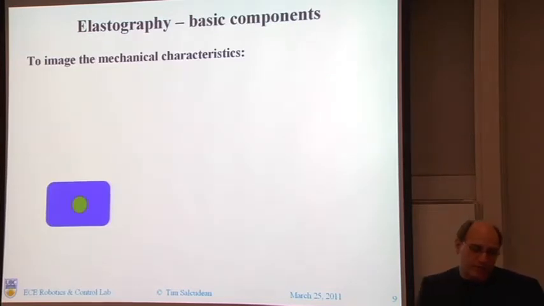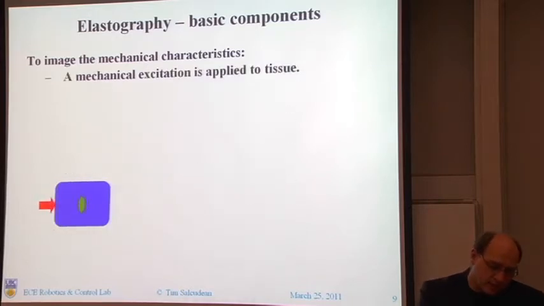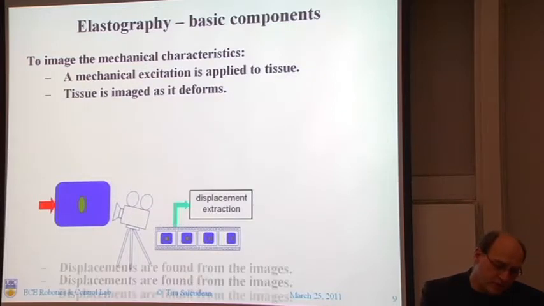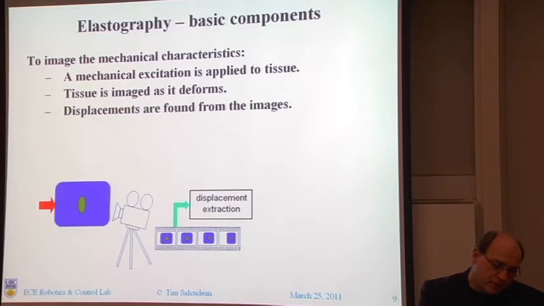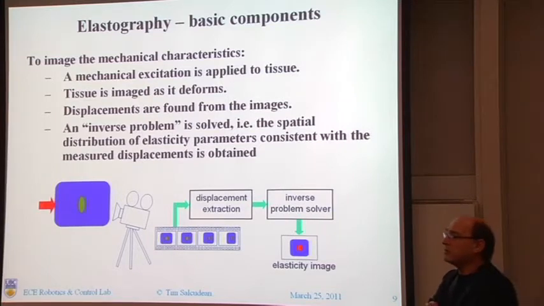So here are the basic components of an elastography system. You look at your sample, you apply to it a mechanical excitation. Then you look at the image of the tissue as it deforms. Then you find the displacements in that image. And then you solve an inverse problem, which essentially solves for the spatial distribution of elasticity parameters which are consistent with your measurements. Okay?